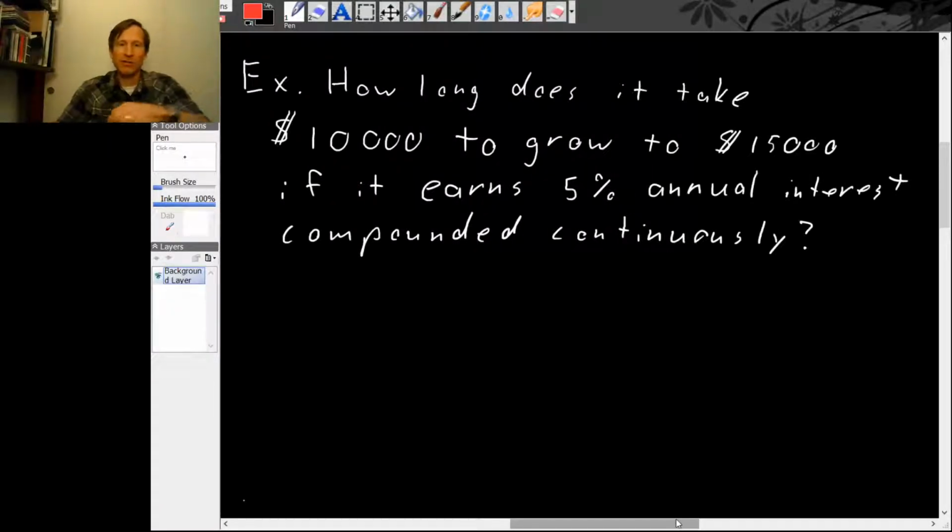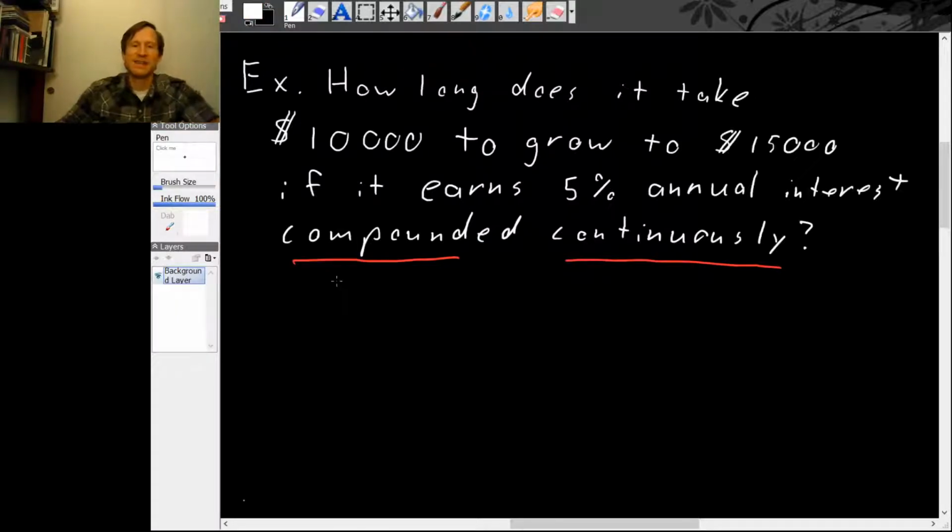Let's figure out how long it takes for $10,000 to grow into $15,000 if it earns 5% annual interest compounded continuously. The phrase "compounded continuously" is important, because we know that for deposits compounded continuously, the balance of the account after n years is given by a formula: the initial value of the account times e to the r times n.